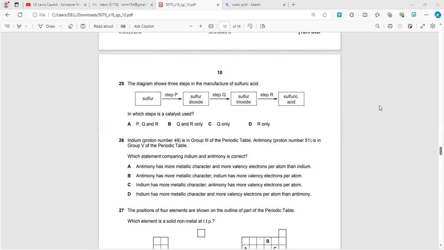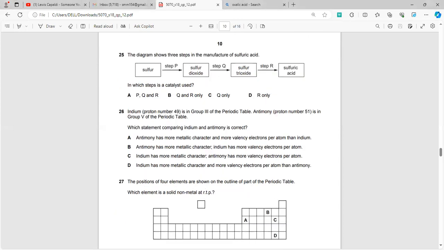Now in question number 26, they talk about two elements, indium and antimony. Now we know that groups 1 to 3 are primarily metals, whereas group 4 are the alloys and groups 5 to 8 represent the non-metals. The more the element belongs to group 1 or is close to group 1, the more metallic its nature is. So you can safely say that indium has more metallic character than antimony.